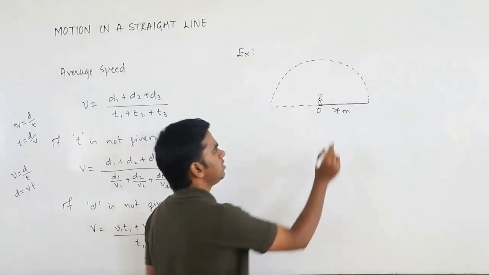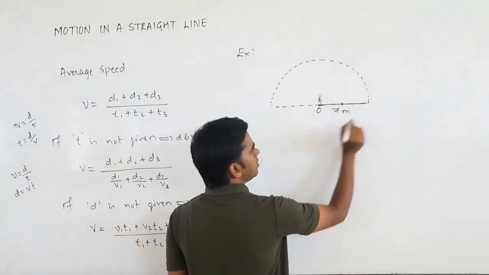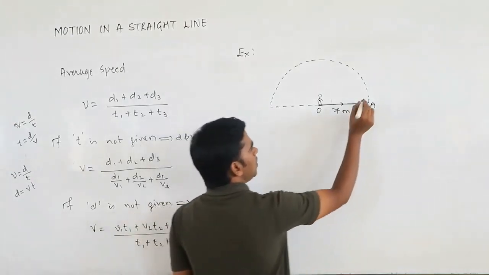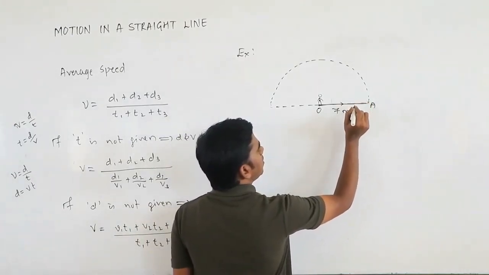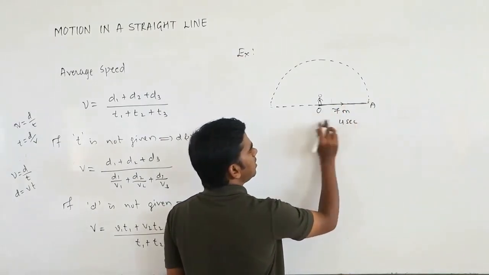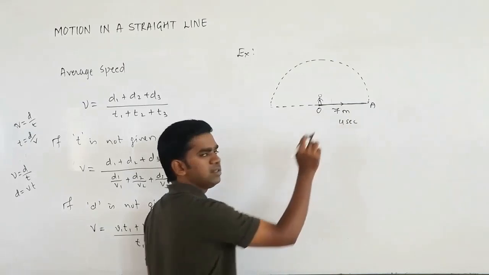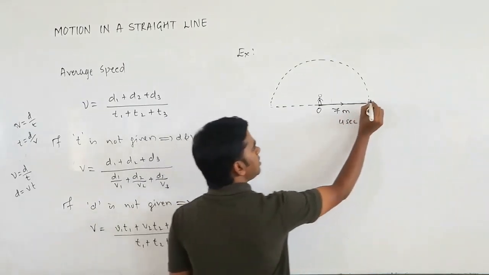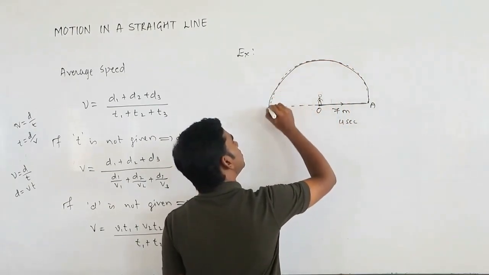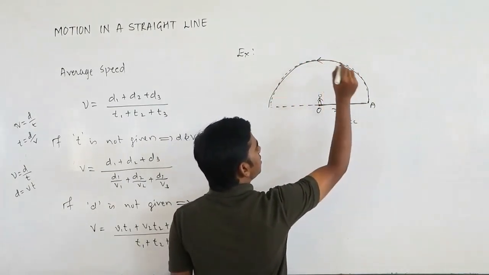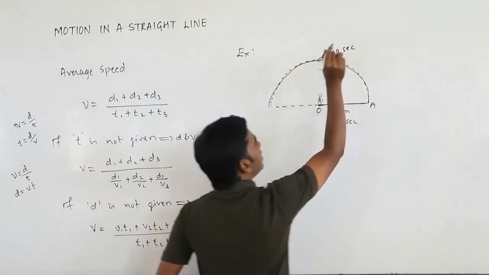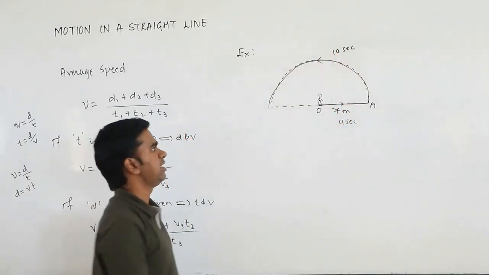Now this person first goes in this direction and comes to point A. How much time will he take? He will take 4 seconds to come from O to A. Now he starts walking in the semicircle direction, and in this direction he will take a time of 10 seconds.